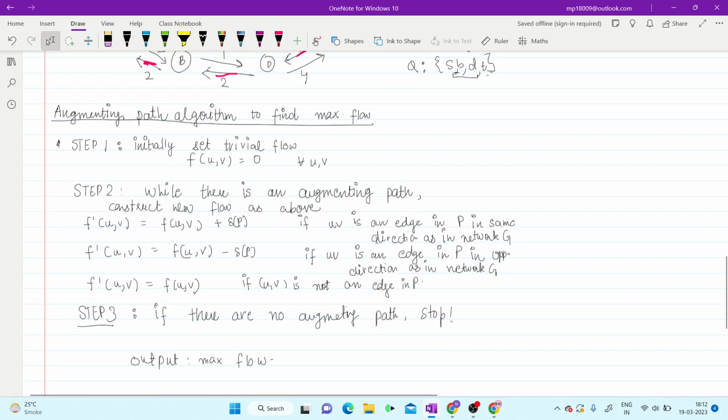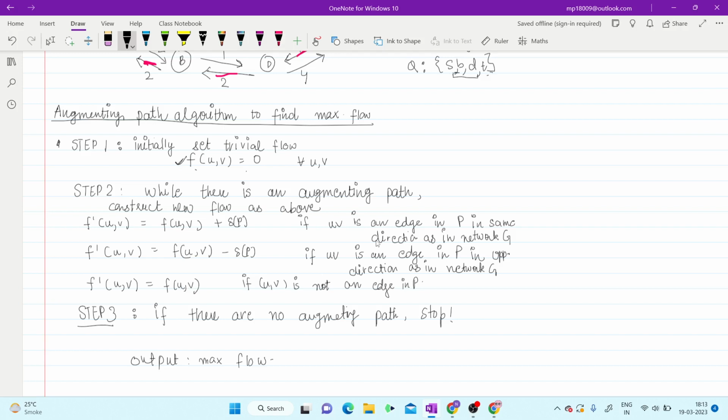So if we are given some network G, and if we want to find the maximum flow, what are the steps to find the maximum flow? Initially we set all the flow values to be 0. If we set all the flow values to be 0, this is a valid flow function, because the capacity rule is satisfied, and the conservation law is also satisfied, because flow coming into any vertex is 0 and flow going out of any vertex other than S and T is 0. So this is a valid flow.